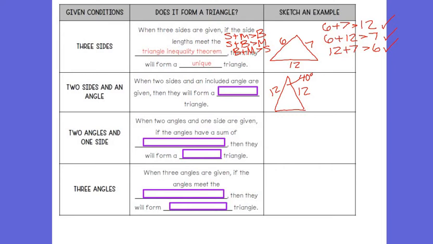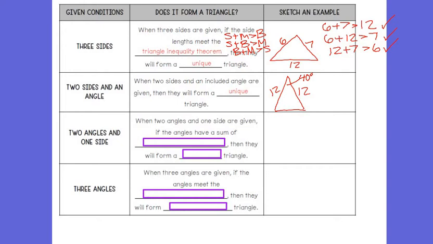When you have two sides and an included angle, it will form a unique triangle. And there's no math to prove it. As long as you have a side, angle, side, you're good to go. So this will form a perfect triangle. Two sides with an included angle.